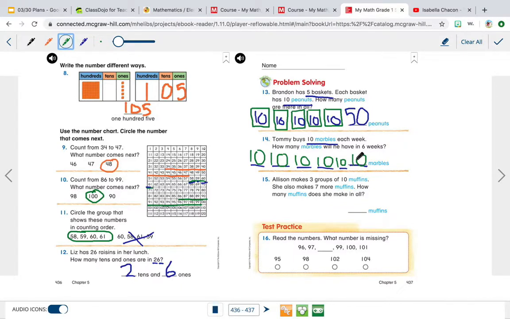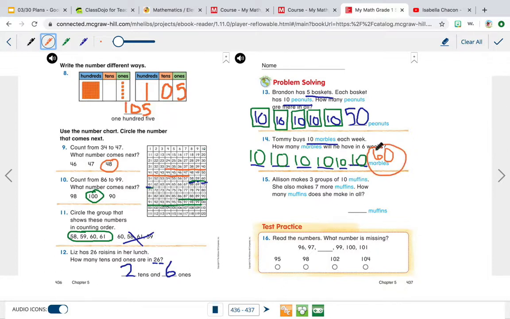So let's see how many he bought. Let's count them all together. So after 6 weeks, 1, 2, 3, 4, 5, 6. After 6 weeks, how many did he have? Let's count them all together, okay? 10, 20, 30, 40, 50, 60. He bought 60 marbles. So his answer is 60. 60 marbles. And we'll circle that so that we know.